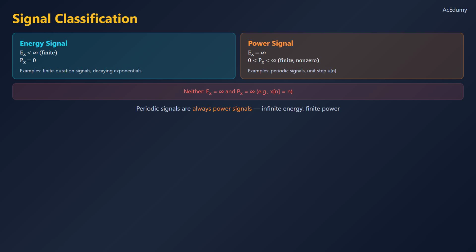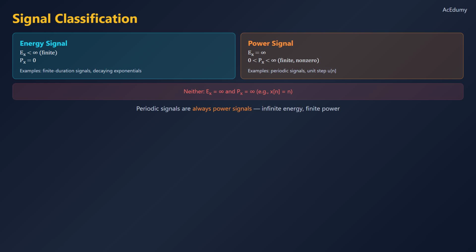These examples illustrate two categories. An energy signal has finite energy and zero average power, like our 5-sample signal with Ex equals 7 and Px equals 0. A power signal has infinite energy, but finite non-zero average power, like the unit step with Ex equals infinity and Px equals 1/2.